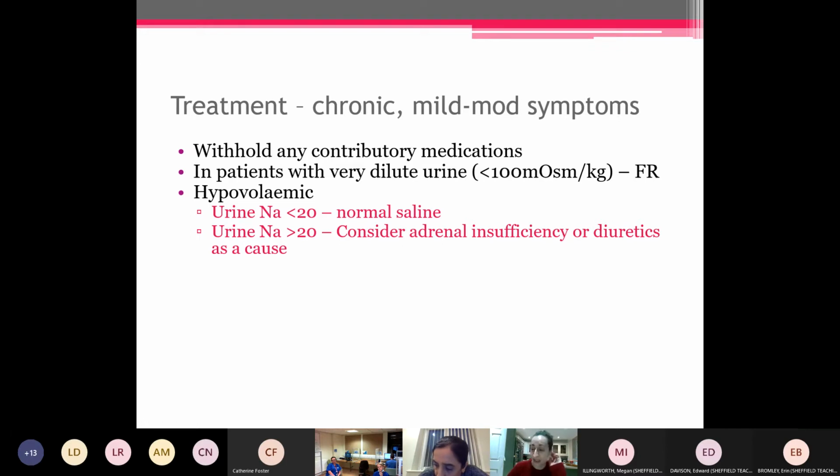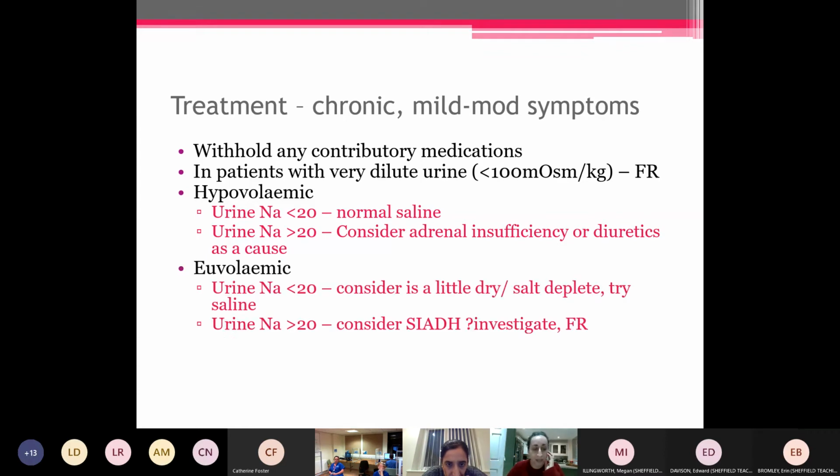Obviously, the caveat to that is people with things like heart failure who have been on diuretics. Maybe we've just dried them out too much. Maybe we just want to decrease the diuretics and see how they get on. But with these ones with chronic mild to moderate symptoms, we've got time. We can do things quite gently.